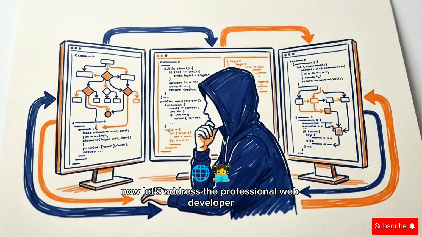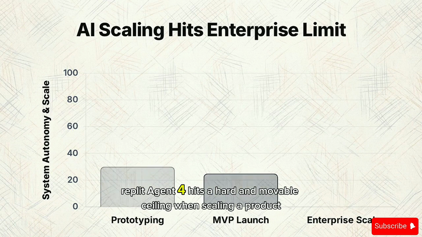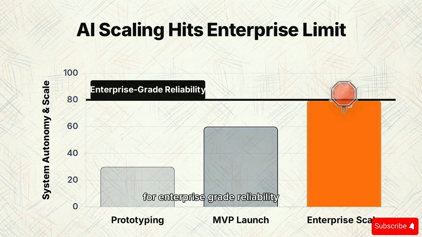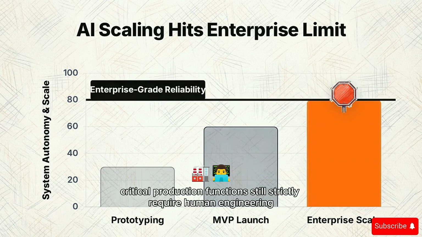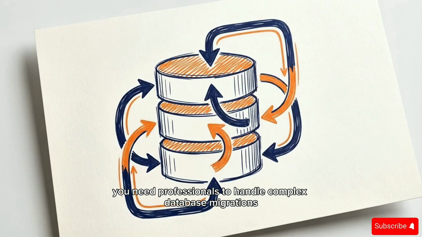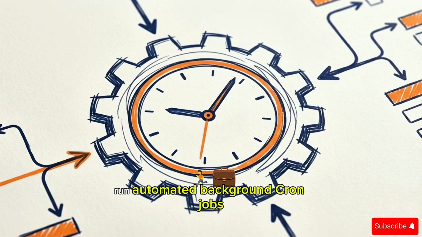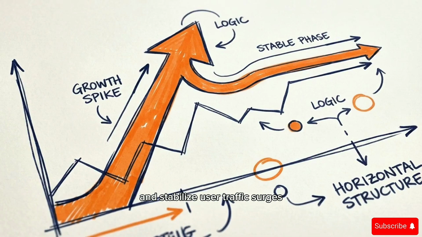Now, let's address the professional web developer who fears imminent job replacement. Replit Agent 4 hits a hard, immovable ceiling when scaling a product for enterprise-grade reliability. Critical production functions still strictly require human engineering. You need professionals to handle complex database migrations, manage secure AWS cloud hosting, run automated background cron jobs, and stabilize user traffic surges.